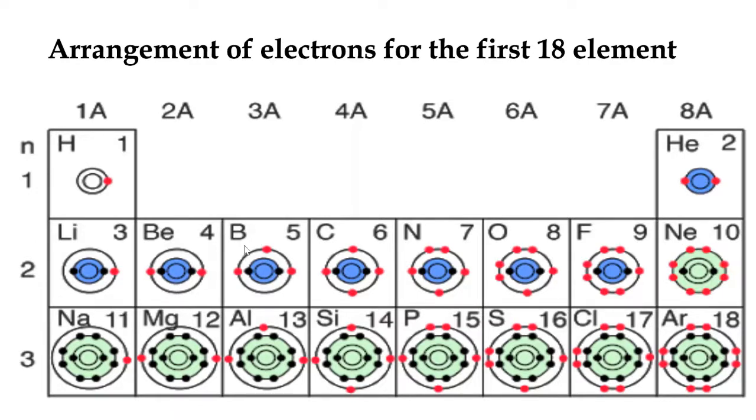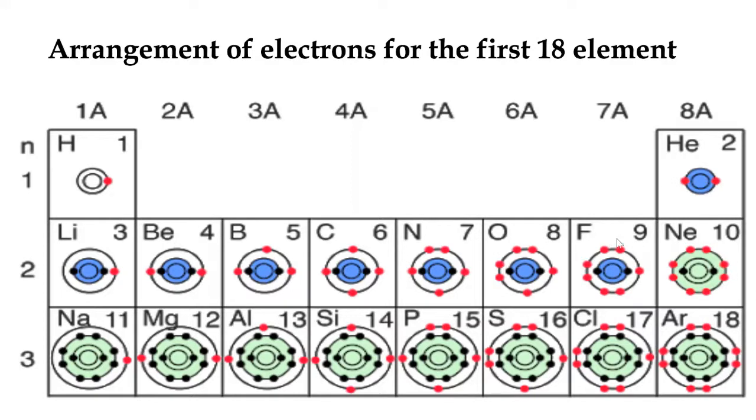Now the next element is boron. The symbol of boron is B and atomic number is 5. So you have inside the nucleus, then 2 electrons in the first shell and the remaining 3 in the second shell. Similarly for carbon, 2 electrons in the K shell and the remaining 4 electrons in the L shell. Nitrogen, 2 electrons in the inner shell, that is K shell, and the remaining 5 in the next shell, that is L shell.